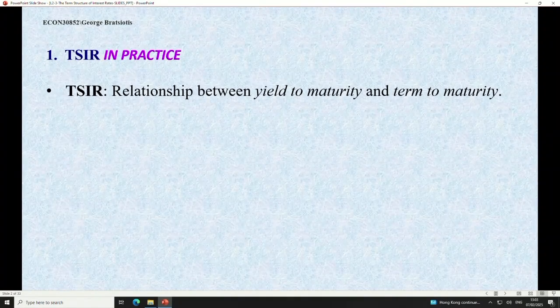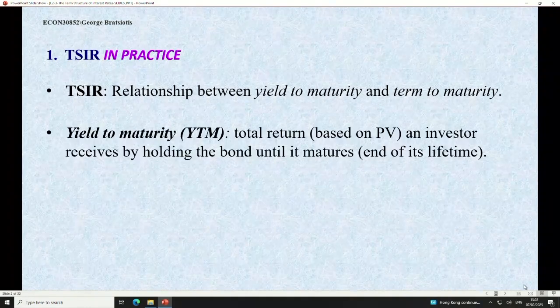So basically, it's a snapshot. If I open the financial pages and I look at bonds of different maturities, could be the 2, the 5, the 10 year, and then the different yields that are offered on these bonds, and I plot them, I get the yield to maturity. It's as simple as that.